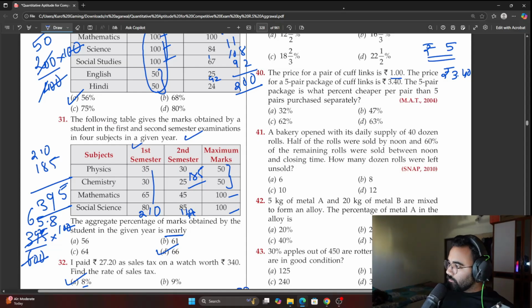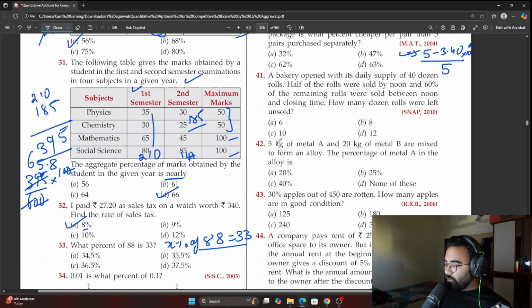All right. So what we do, we use the same formula, that is part upon whole. Let's see. So we subtract 5 minus 3.40 upon what was the actual price, the 5 pairs, upon 5 into 100. Calculate this and you get the answer. All right, we go on to the 41st one.